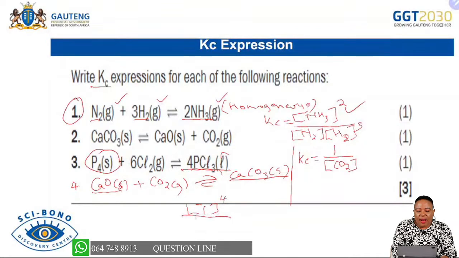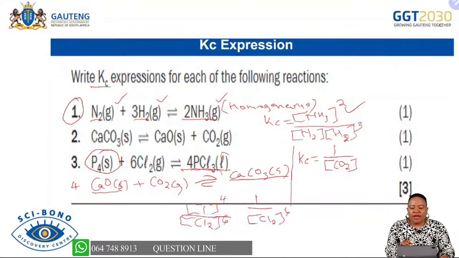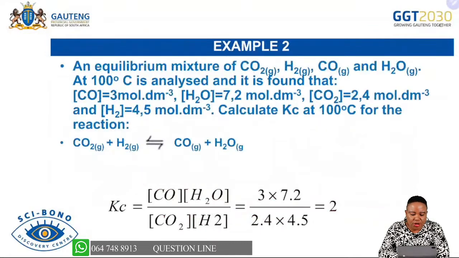And then divide by chlorine to exponent 6. Therefore, this is the same as 1 over chlorine 6. Then you can express your equilibrium constant. And it's just an easy mark for you to write a Kc expression, because as long as you are using the correct reactants and the product, you will definitely get a mark for your expression.